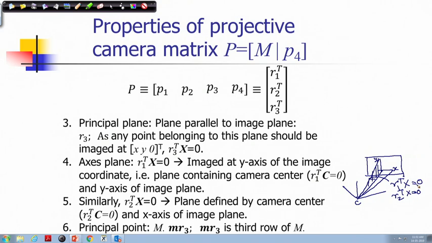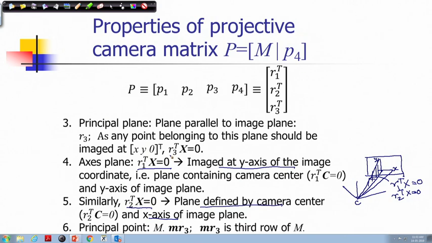So, these planes are called axis planes, as noted here: R1 transpose x equals 0, which is imaged at the y axis of the image coordinate, is the plane containing the camera center and the y axis. Similarly, R2 transpose x equals 0 is the plane defined by the camera center and the x axis of the image. What about the principal point? Now, the third row itself is showing you the principal plane.